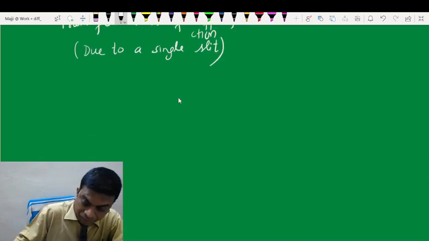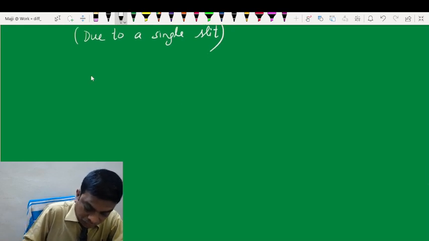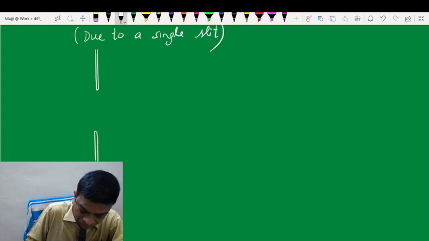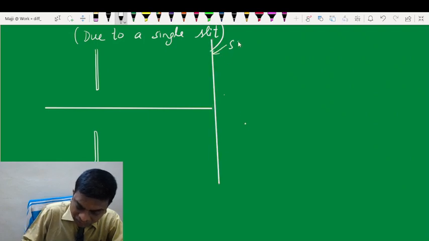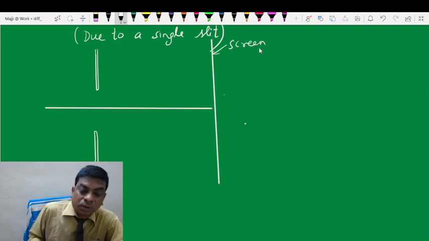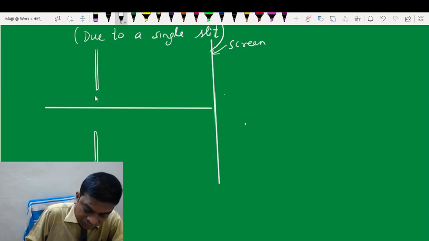Okay. So here you have a slit. Slit means just an opening. It is just an opening, and there will be a central line here. You can see the central line, and there is a screen here. So this way you have a screen. This is the opening, this is the slit. Okay, let the width of the slit be a.